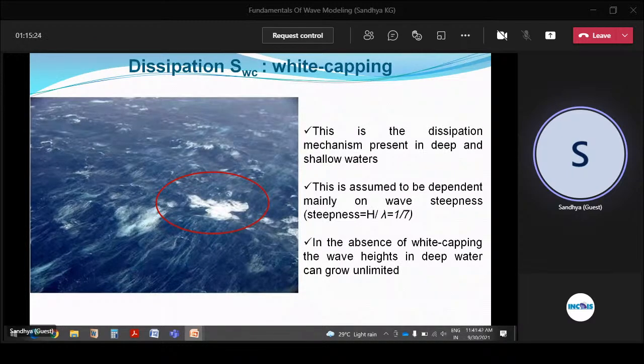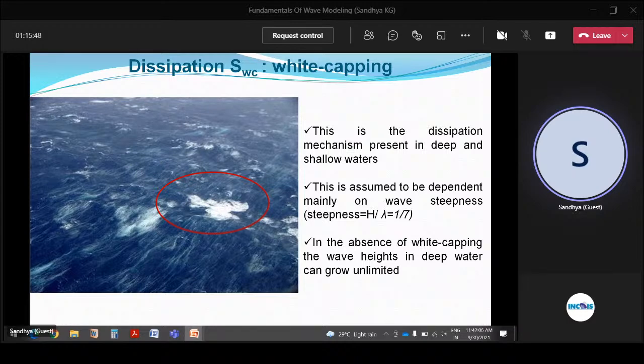Now, coming to the next dissipation term. This is a dissipation term which drains the energy of the waves. It is called whitecapping. You can see it in this real photograph. Here you can see the whitecaps, also called white horses. It is present in deep and shallow waters.